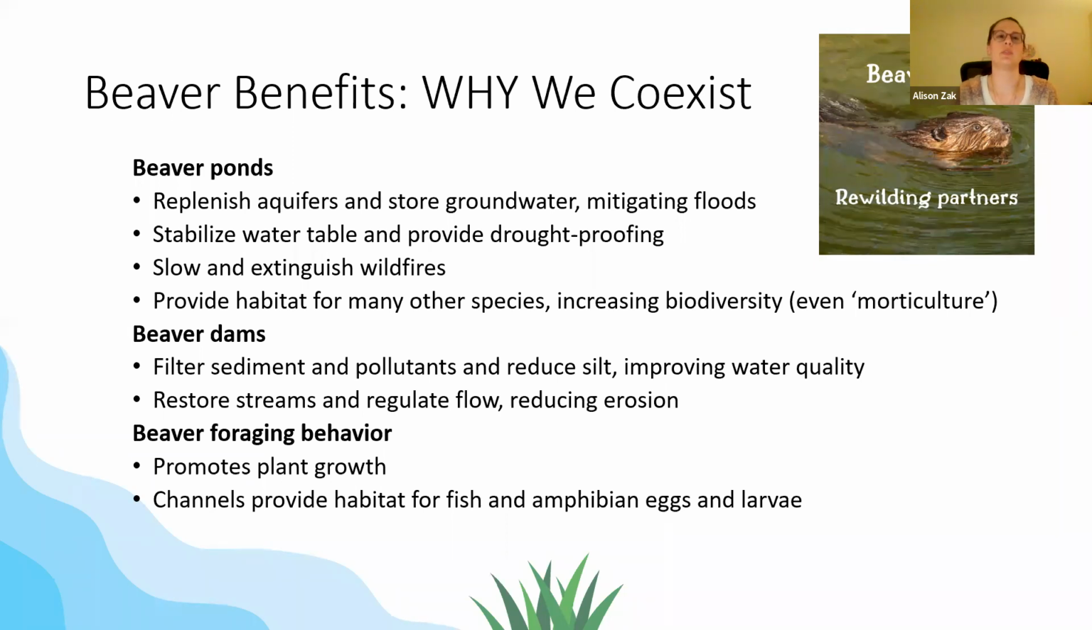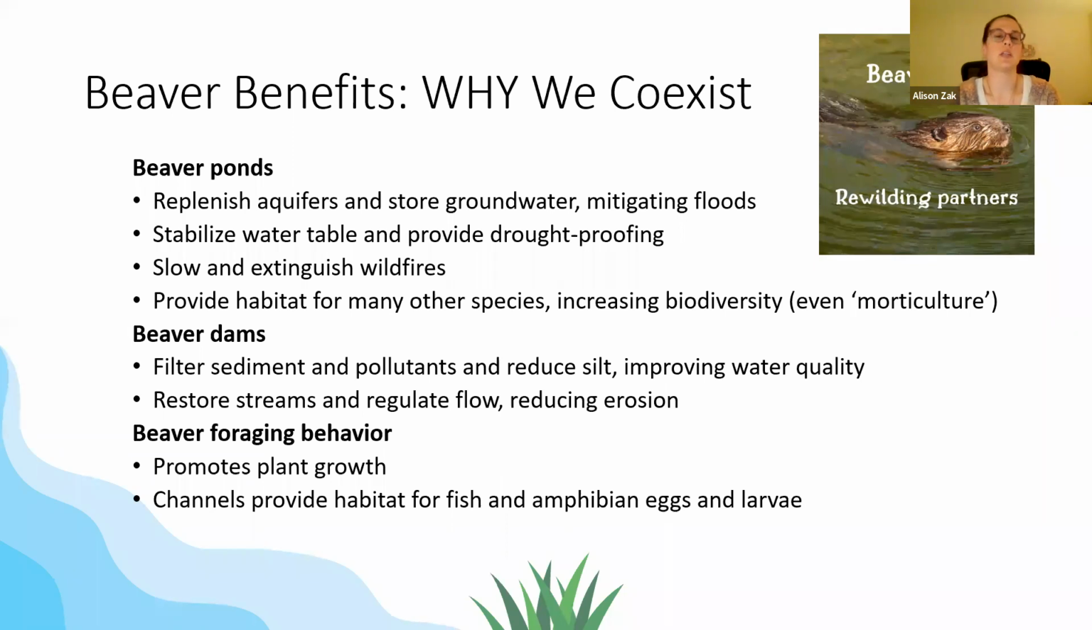And of course, they provide habitat for so many other species, increasing biodiversity, even when they kill things like trees, so their ponds drown trees. And that, of course, provides habitat for all of the bugs and beetles and grubs that live in dead trees, and food for the woodpeckers. And so you can see how even some of the ways that they are destroying the landscape is also contributing to it.